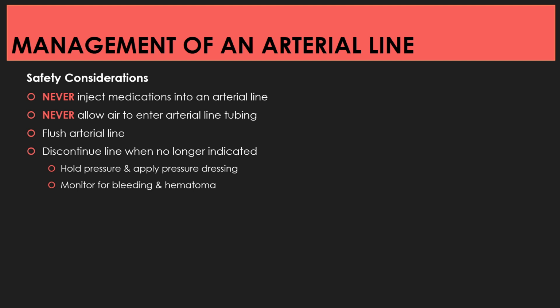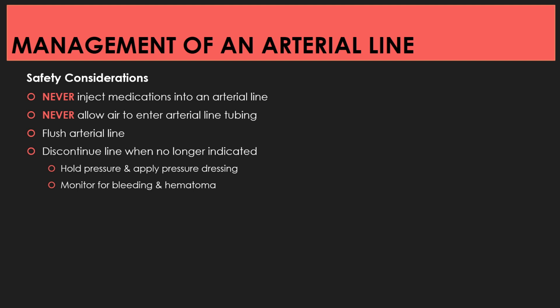Flushing the arterial line: we flush the art line at least once a shift when we're performing that square wave test, but we also flush after we draw blood off the line. Flushing the line keeps our line working, but it also helps prevent blood clots from developing inside the catheter.